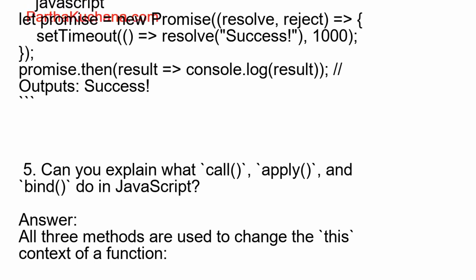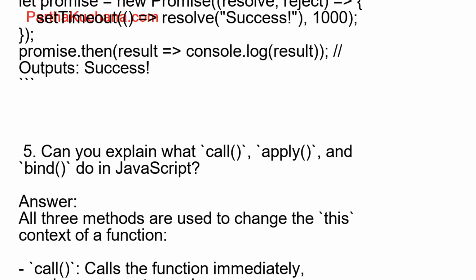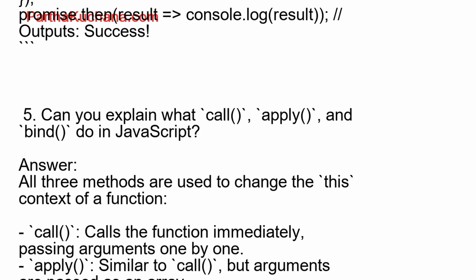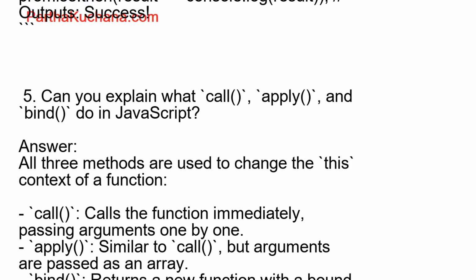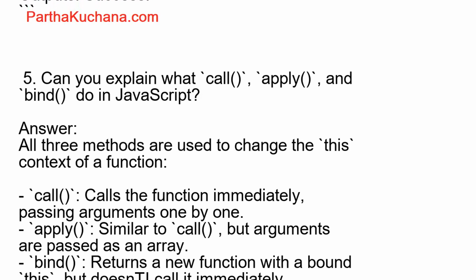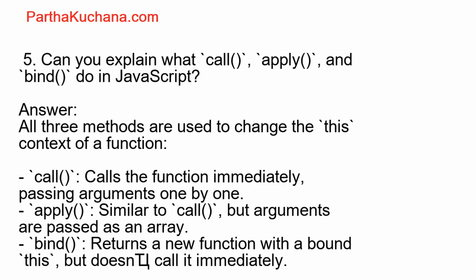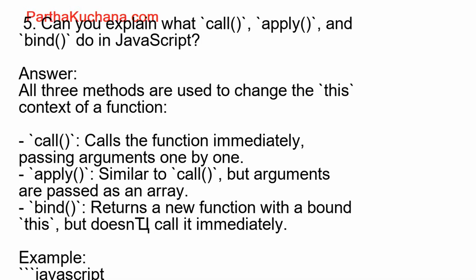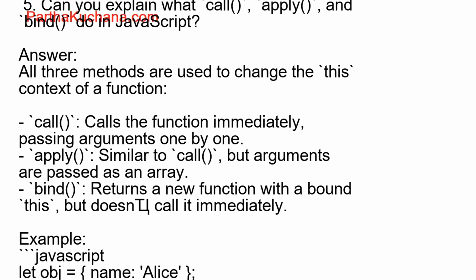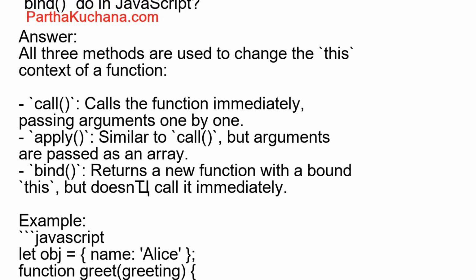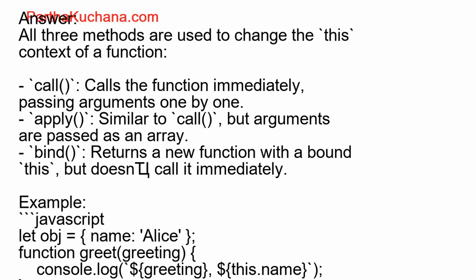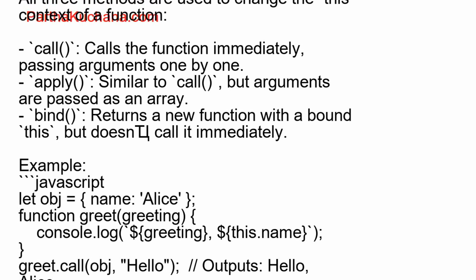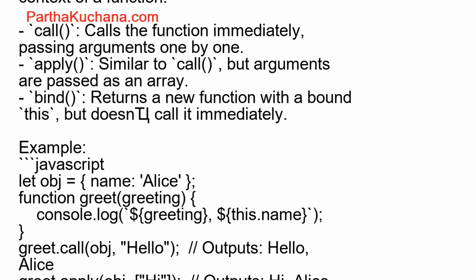Example, JavaScript. let obj = {name: 'Alice'}. function greet(greeting) { console.log(`${greeting}, ${this.name}`) }. greet.call(obj, 'Hello') // outputs: Hello, Alice. greet.apply(obj, ['Hi']) // outputs: Hi, Alice. let boundGreet = greet.bind(obj). boundGreet('Hey') // outputs: Hey, Alice.